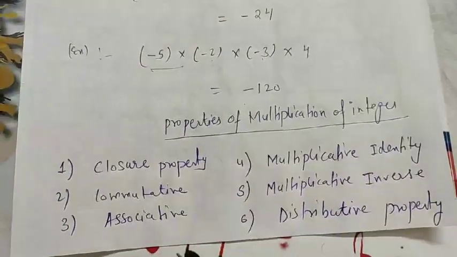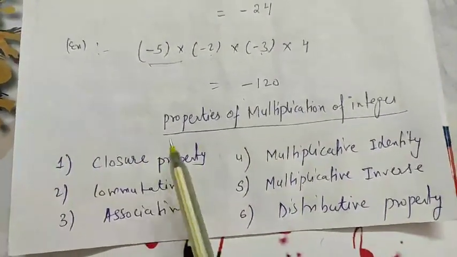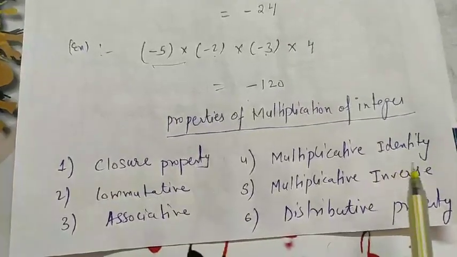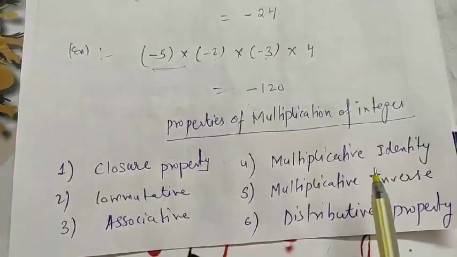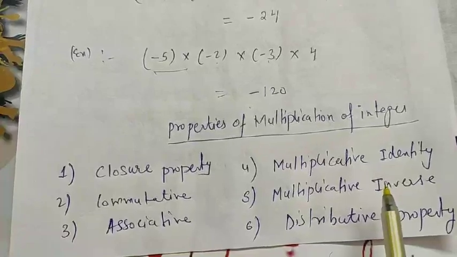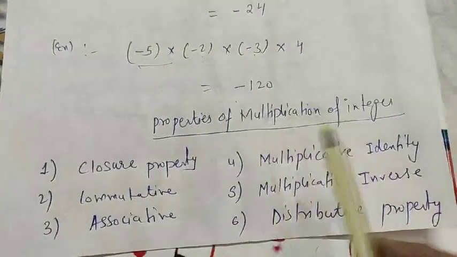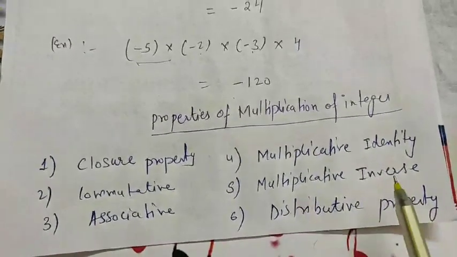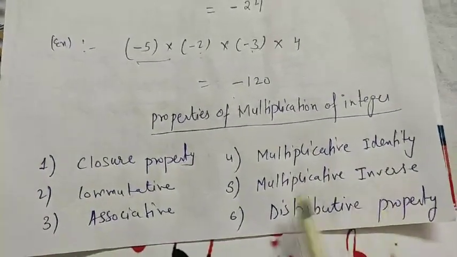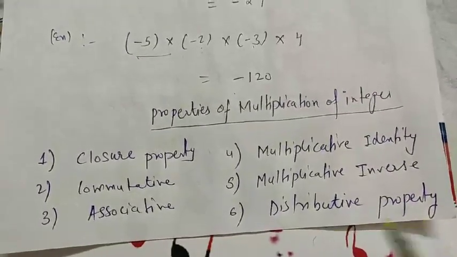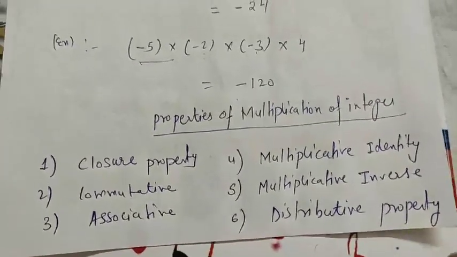Like in the addition, I have already told you that the properties were closure property, commutative property, associative property, identity property. Additive identity was there. Clear? You have seen that in your first notes, that was additive identity. But here it is multiplicative identity because we are doing multiplication. Similarly, it was additive inverse, but here it will be multiplicative inverse. And the last one is distributive property. This is the new property which we are going to study.